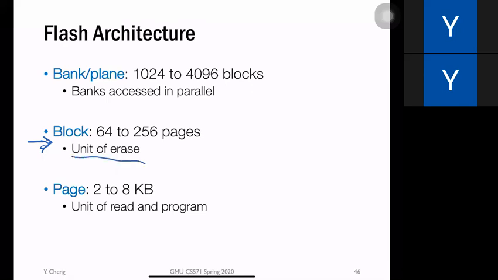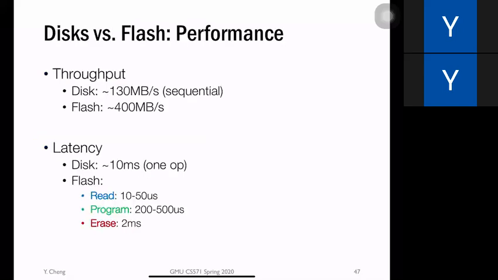Also, importantly, the flash block is the fundamental unit of erase operations. And the flash page's size is from 2 to 8 kilobytes, and it's the unit of read and program, the fine-grained write operations. So this is why we're looking at these two different performance behaviors between these two fundamentally different storage device technologies.